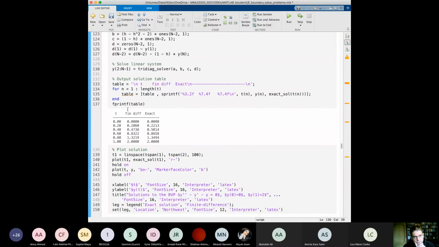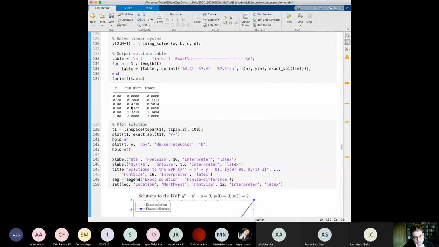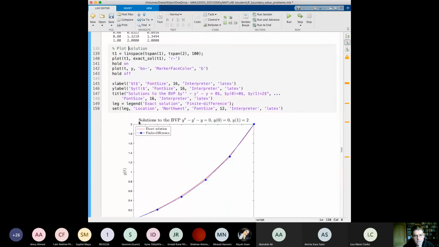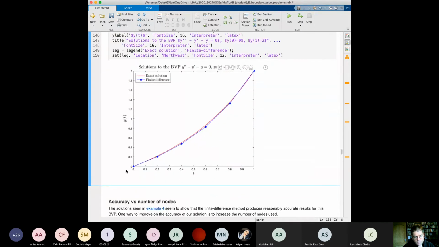I've outputted that in a solution table, so you can see this is our finite difference solution, and that was our exact solution. You can see that the values at both boundaries match, and we've got a reasonable approximation. It's a lot easier to see via a plot. So that's our plot for our finite difference solution. We still have some separation, but it's better than the Euler method.